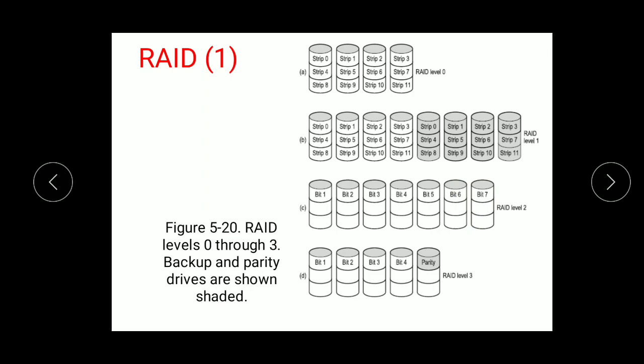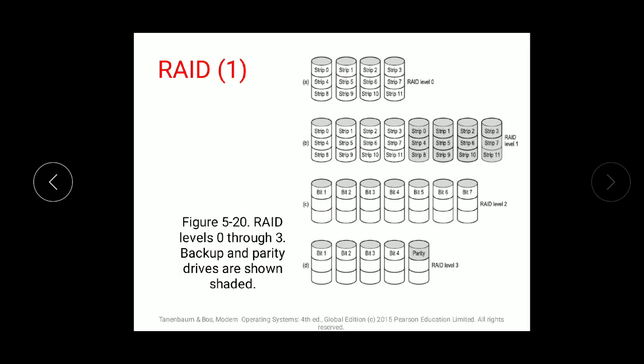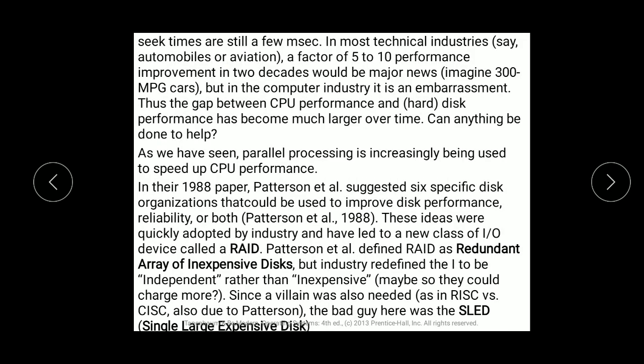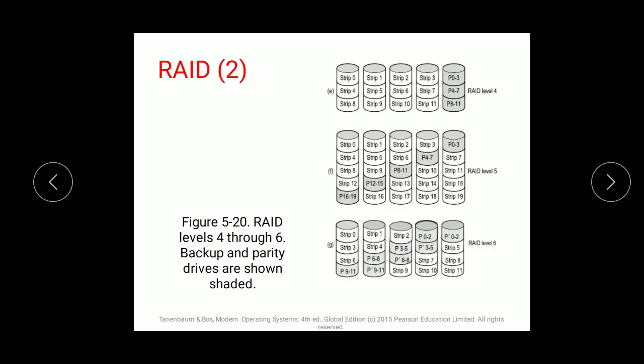Then you have RAID levels 2 and 3, which are increasing bit by bit for the data, and you have one extra parity bit in RAID level 3. Then you have RAID levels 4, 5 and 6 as well, that is parity. If your spaces are empty, you can go for a synchronized format.